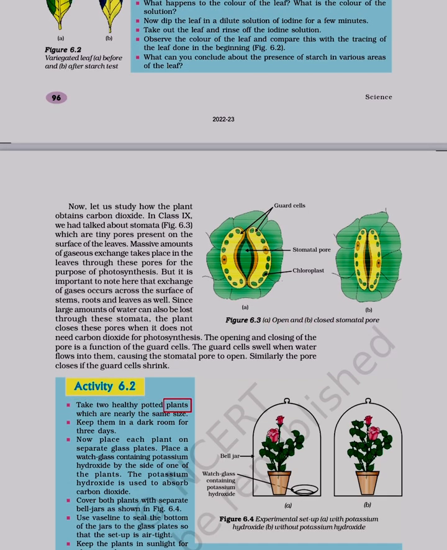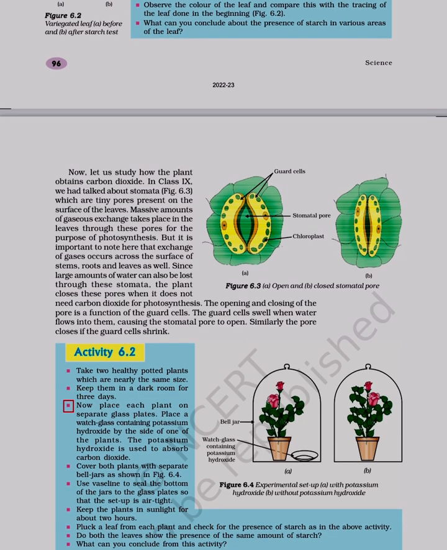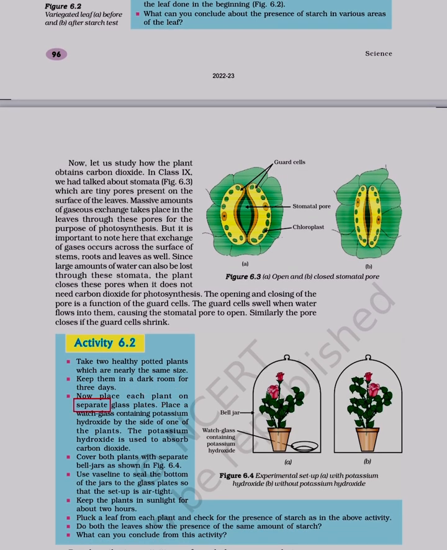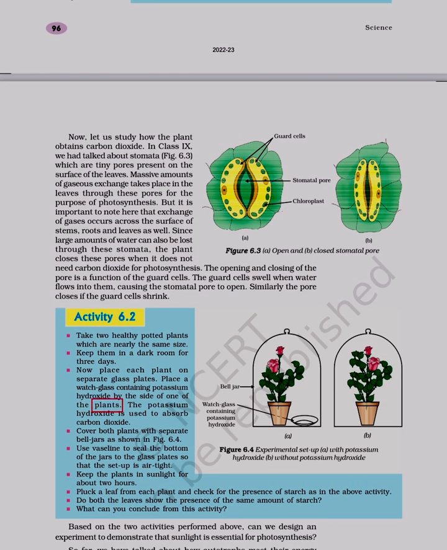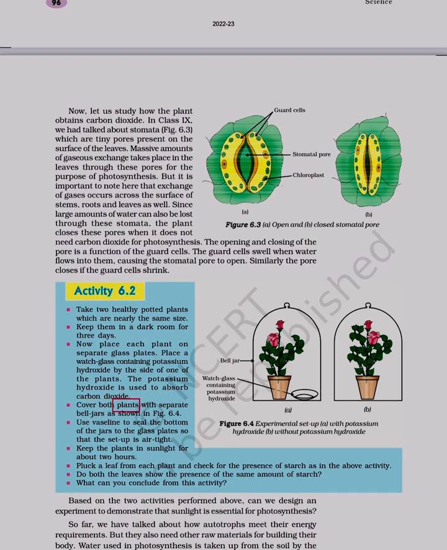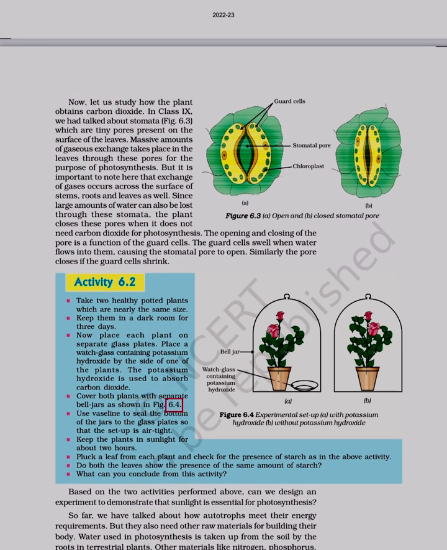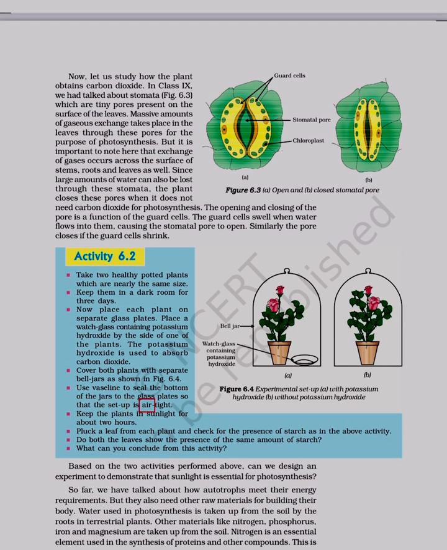Take 2 healthy potted plants which are nearly the same size and keep them in a dark room for 3 days. And now place each plant on separate glass plates. Place a watch glass containing potassium hydroxide by the side of one of the plants. The potassium hydroxide is used to absorb carbon dioxide. And cover both plants with separate bell jars as shown in figure 6.4. And use Vaseline to seal the bottom of the jars to the glass plates so that the setup is airtight.